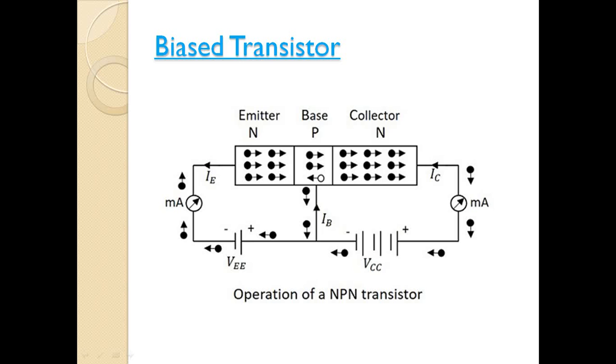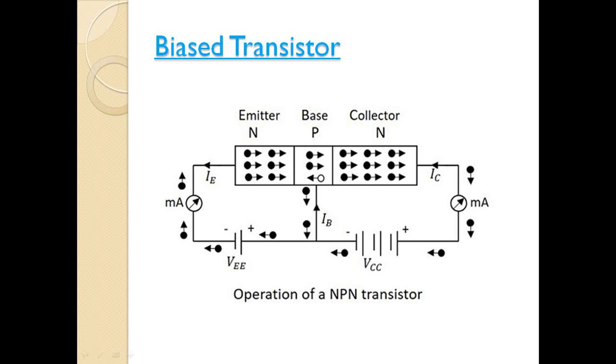This is about the NPN transistor, whereas if you take a PNP transistor, make it PNP with forward bias and reverse bias, and the whole direction will be taken opposite: the emitter current, base current and collector current will be directed the opposite way.